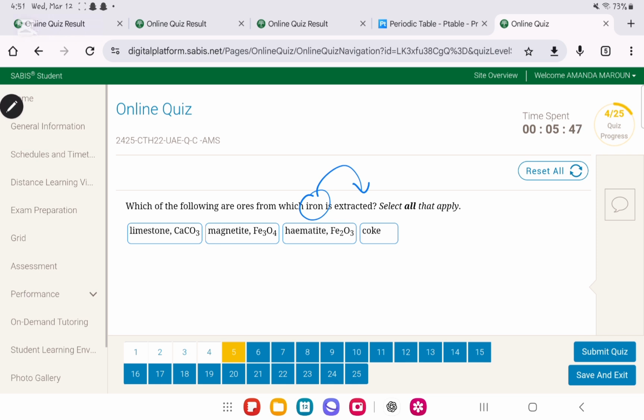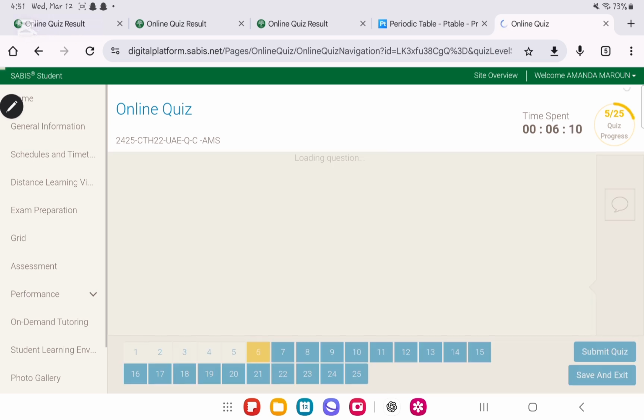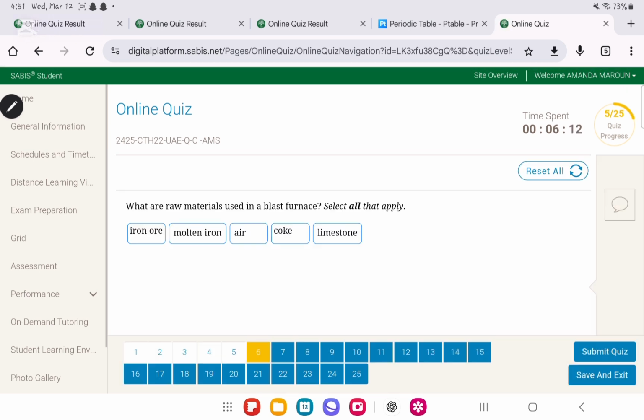What do we extract the iron from? We extract it from either magnetite or hematite, but in this case we can call them iron ores. So you extract iron from iron ores, meaning they are only made up of iron and oxygen.